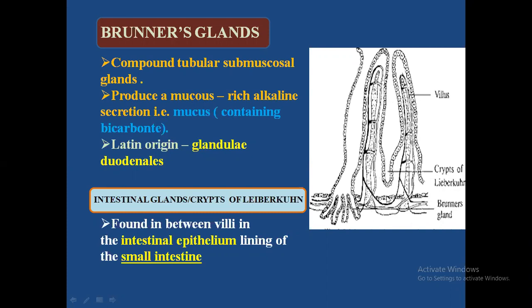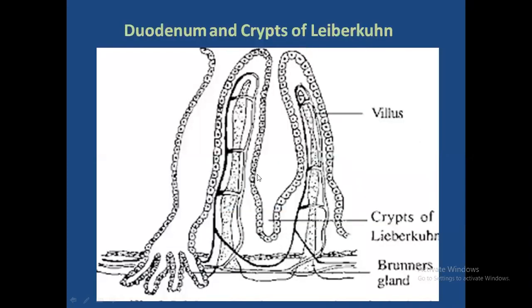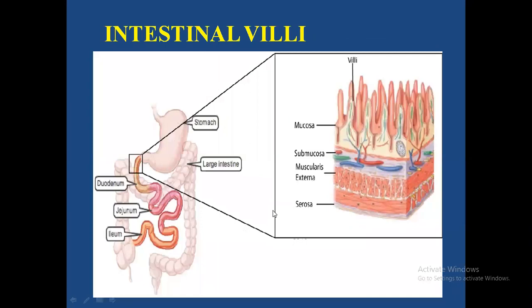The Crypts of Lieberkuhn are also present in the villi region. Villi means foldings of the small intestine. These foldings are formed by the intestinal epithelium. This intestinal epithelium is present in the crypts of Lieberkuhn region. This is the crypts of Lieberkuhn. So these Brunner's glands and crypts of Lieberkuhn are present in the villi region.